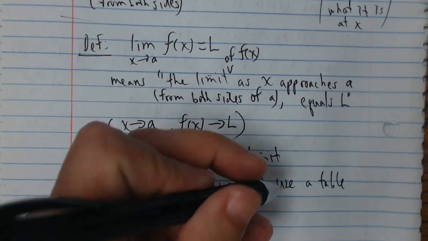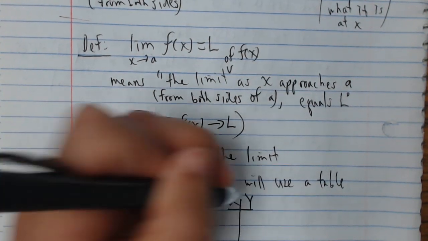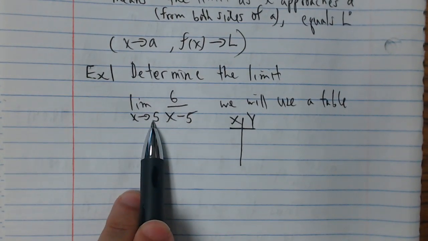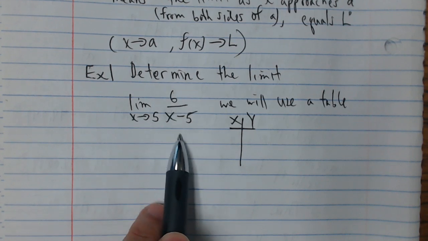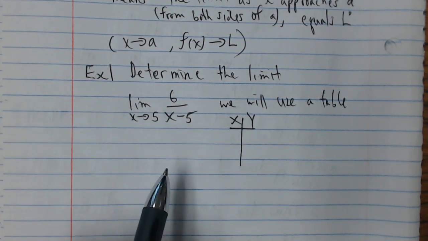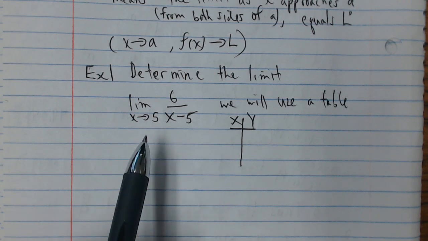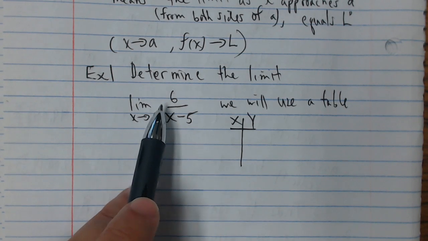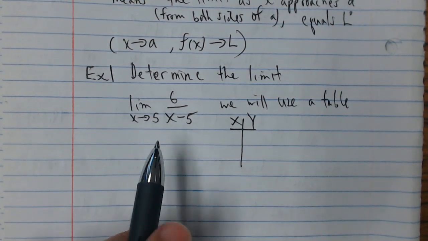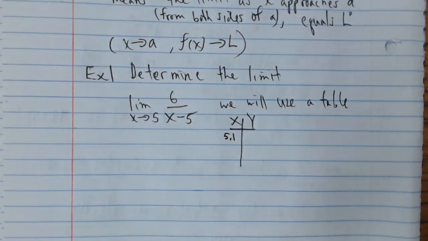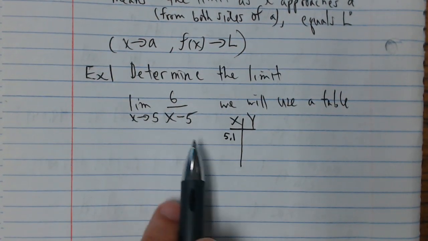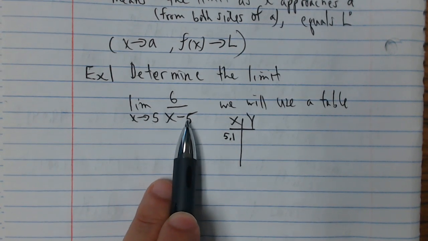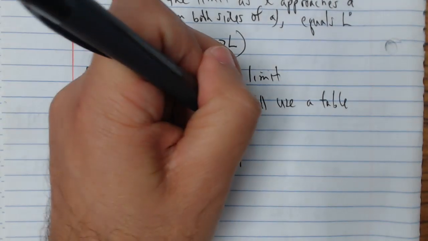So for now, let's create a table of values and see what happens to this function. What I'm trying to see is, as x gets close to 5, what does 6 over x minus 5 do? Let's start off to the right of 5, because I need to check both what happens as I approach 5 from the right side and from the left side. So let's pick 5.1. If you plug in 5.1, you get 6 divided by 5.1 minus 5, which is 6 divided by 0.1, which is 60.